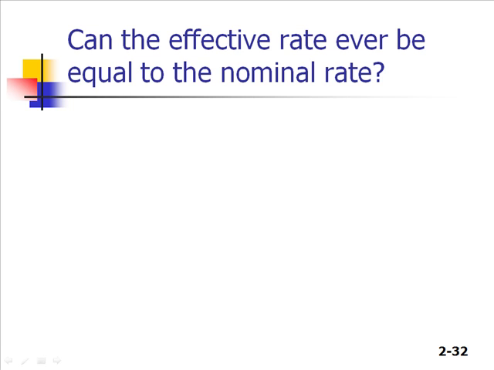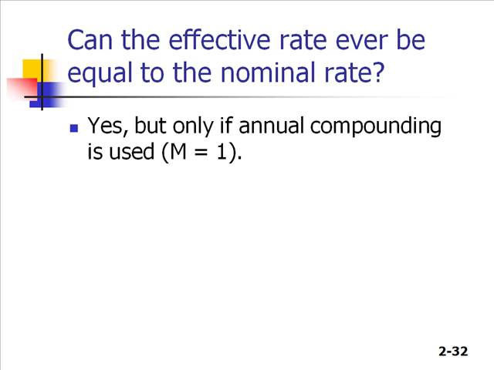Here's a question for you. Can the effective annual rate ever be the same thing as the nominal rate? The answer is yes, but only if you have annual compounding. If you have annual compounding, like we assumed for about the first half of the chapter, then all of these distinctions don't even matter, because the nominal rate is the same thing as the periodic rate, and that's the same thing as the effective annual rate. There are no differences between the 3 types of rates.